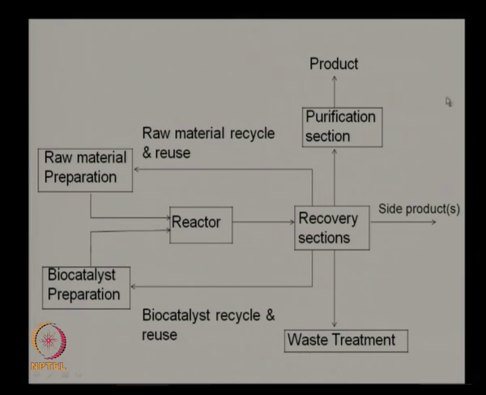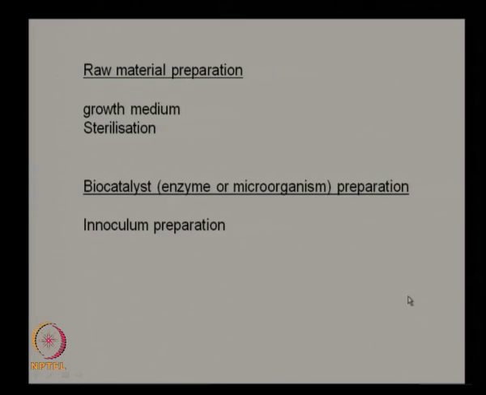So a typical bioprocess manufacturing plant will be looking like this, and our focus is more on this right hand side of it. This is what is called the downstream, and this is what we are going to talk about in the course of our lectures. So what is raw material preparation? That is the left hand side which we saw.